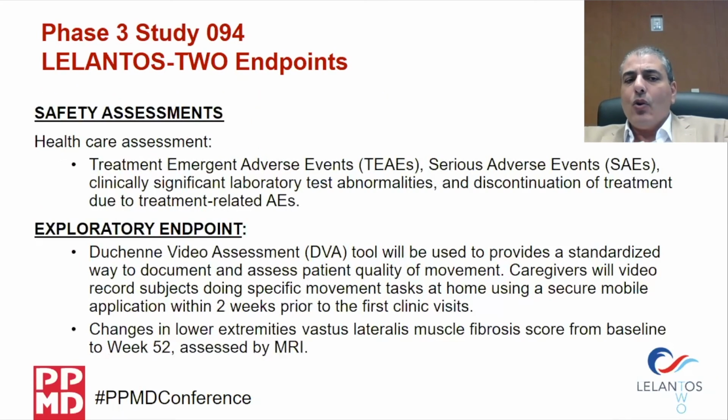All right. For safety assessment, we're going to look at treatment-emergent adverse events, serious adverse events, any lab abnormalities, and any discontinuation of treatment due to an AE. We're going to have a look at that. For exploratory endpoints, we're going to use the same Duchenne video assessment that I just discussed during the ambulatory and non-ambulatory trial. And we're also going to use MRI of the lower extremities, the vastus lateralis, to evaluate the muscle fibrosis score in these patients.